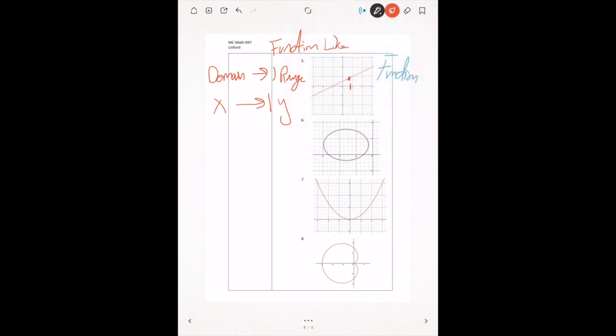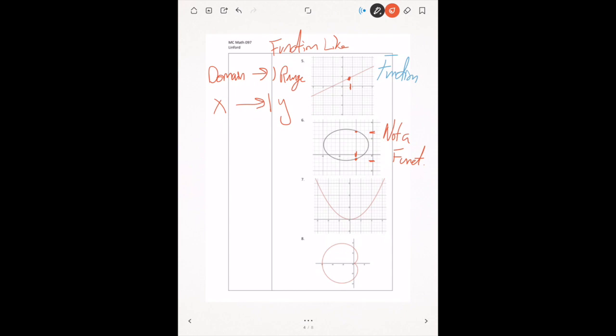Then let's take a look at this middle one right here, number 6. This is an ellipse. So let me pick this x value. Notice how there's a y value right there, and there's a y value right there. There's 2 coordinate points for this x value. This x value has a y value up here and a y value down here. This single x is giving us multiple y values. I'm going to bet and say that this is not a function, just because that single x value gave us 2 y values.